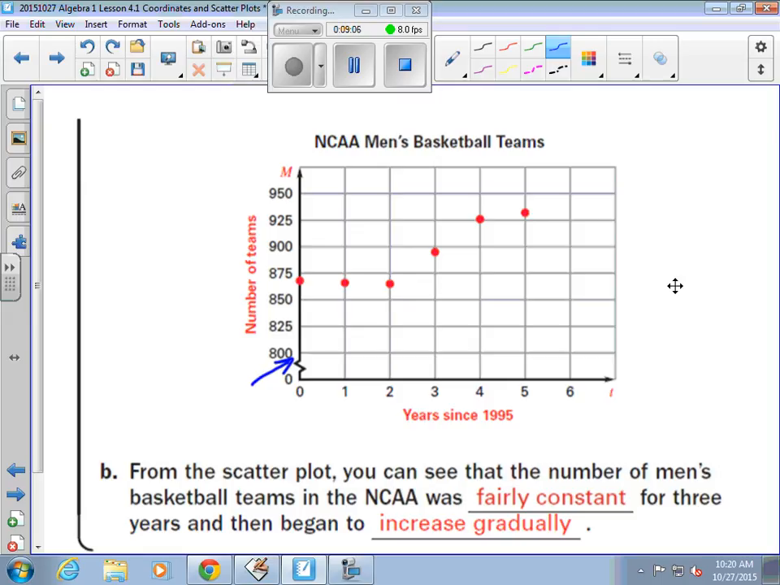So from the scatter plot, you can see the number of men's basketball teams in the NCAA was fairly constant. Here's a term you can use to describe things, fairly constant, because it kind of looks like it's going that way. It's kind of going up as every year goes on. For 3 years, it went down slightly, and then it started to increase gradually.